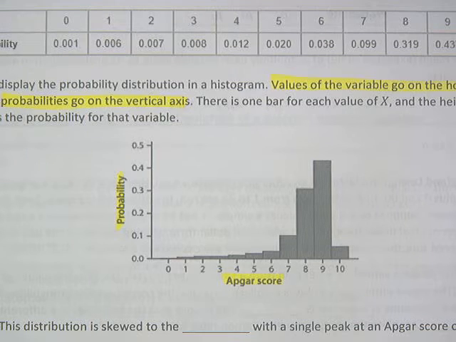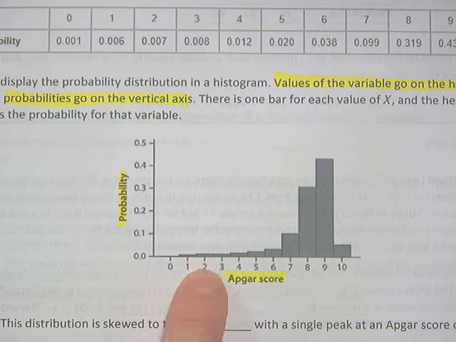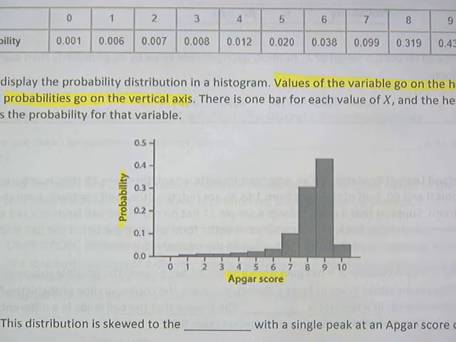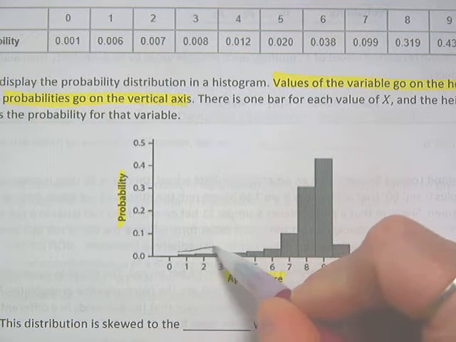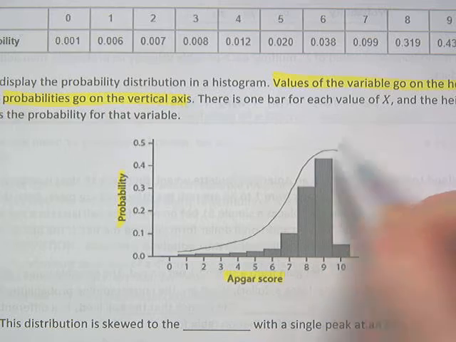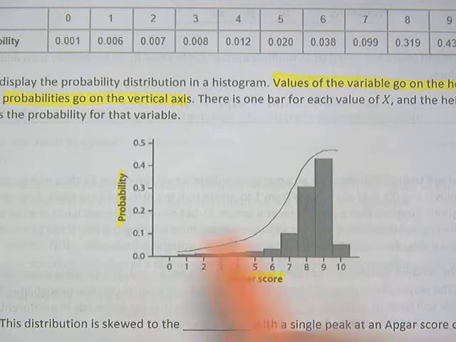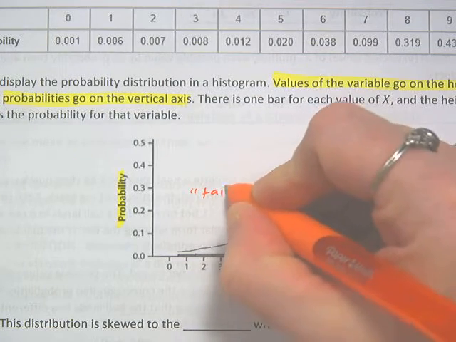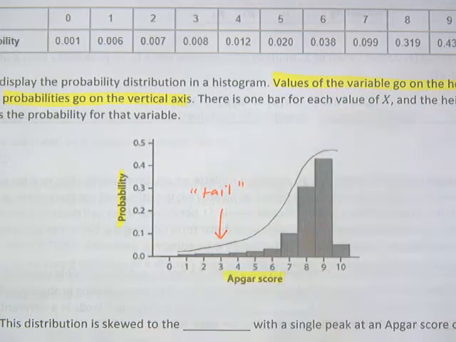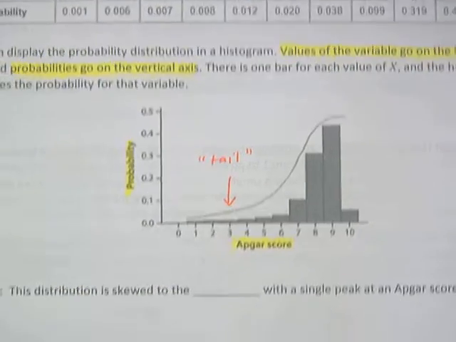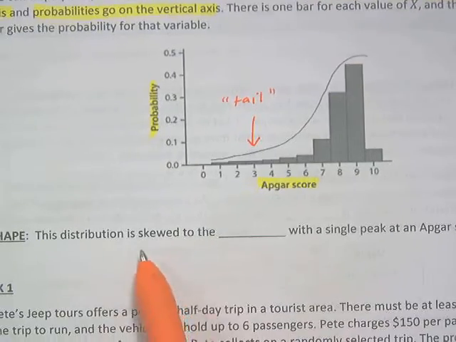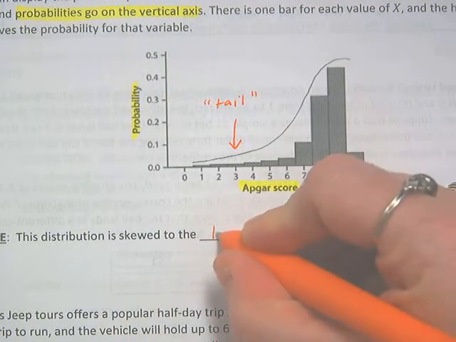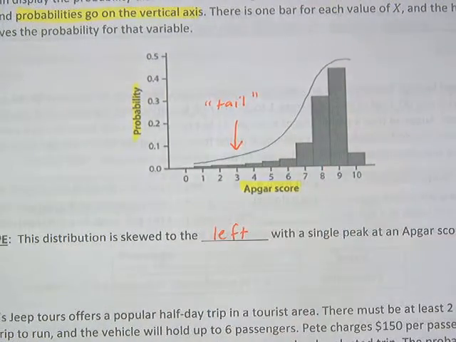All right, let's talk about shape. Way back in the day, we talked about things like, is it symmetric? Is it like that bell shape? Or is it skewed? And this one is skewed. You can see that if I kind of drew a curve over these bars of the histogram, there's this tail trailing off to the left. So we say that this distribution is skewed to the left. You can say left skewed, skewed left, whatever your preference.